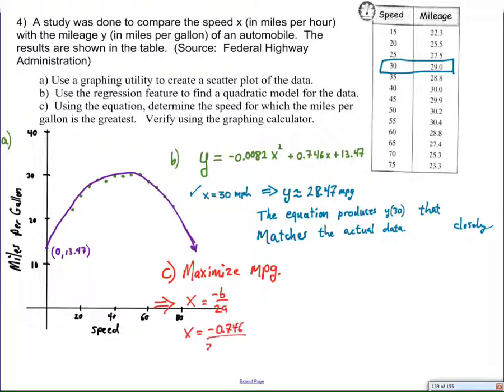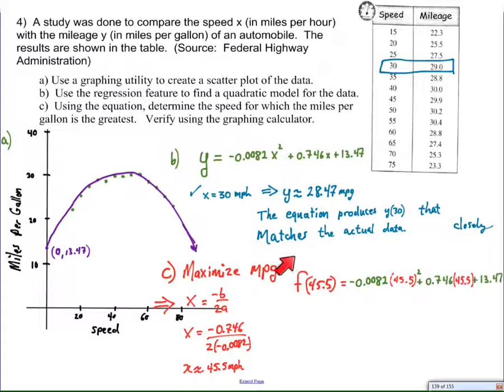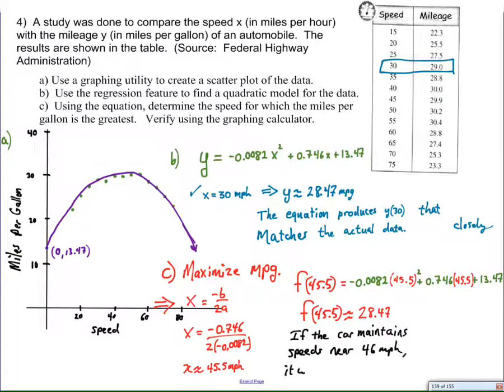Part C, looking to maximize the miles per gallon. Before I had a calculator, I'd use negative b over 2a, substituting the b value from the coefficient and the a value from the coefficient on x squared. I got 45.5 miles per hour. I substitute that back into the equation, and eventually evaluate to find 28.47 miles per gallon. So it says if the car maintains a speed near 46 miles per hour, it will be the most efficient, yielding 28.47 miles per gallon. So I got the point on the graph.